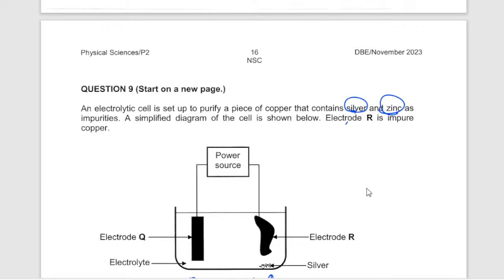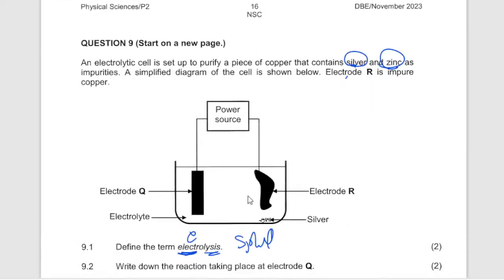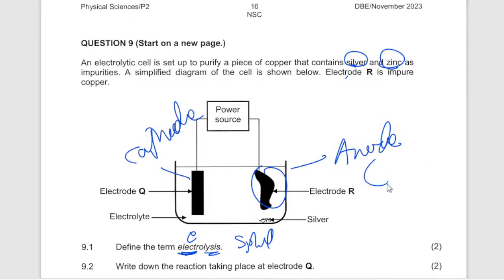Now they're saying: what is the cathode, and what is the anode? Basically this is the anode, and this is the cathode. Why? Because the anode is where oxidation occurs, so it gives the electrons so that the electrons can move in that direction. The anode is positively charged, and the cathode is negatively charged.